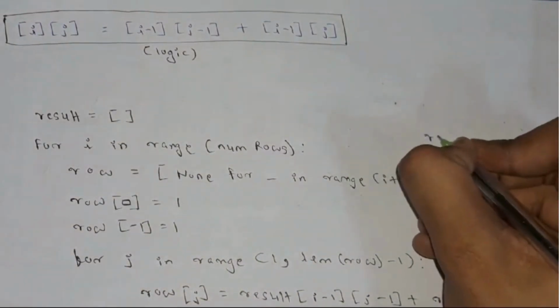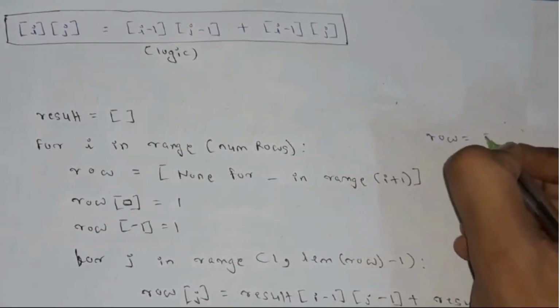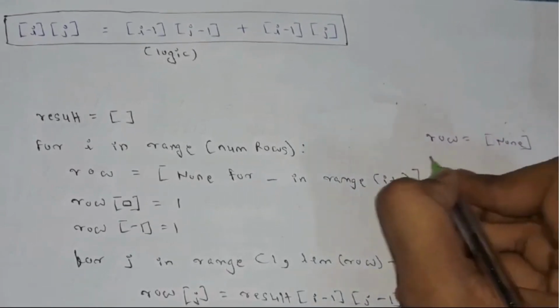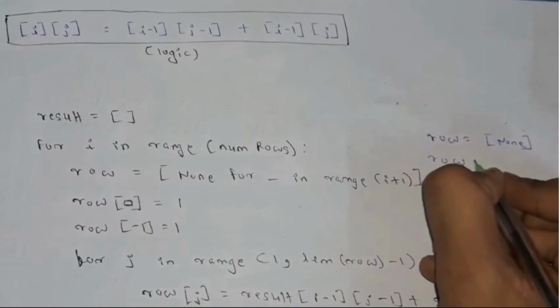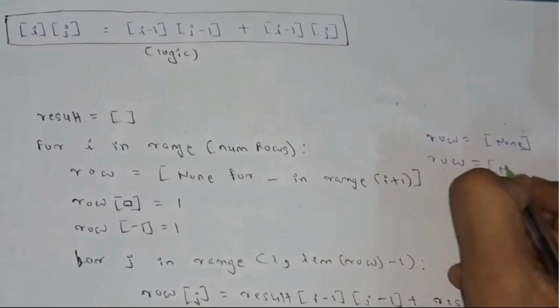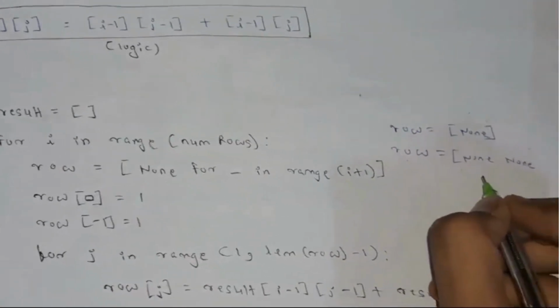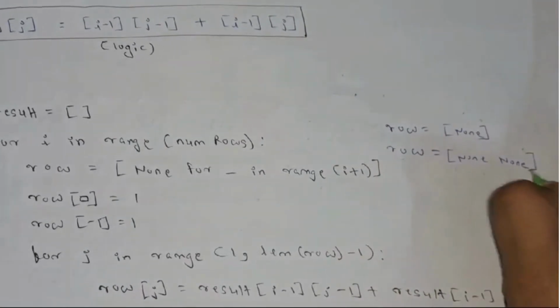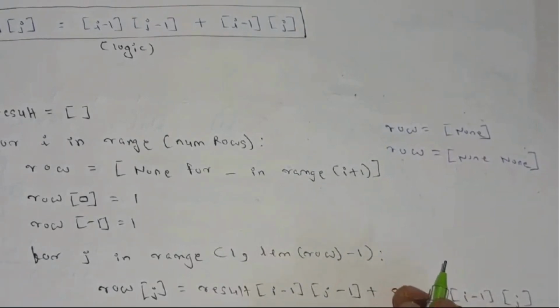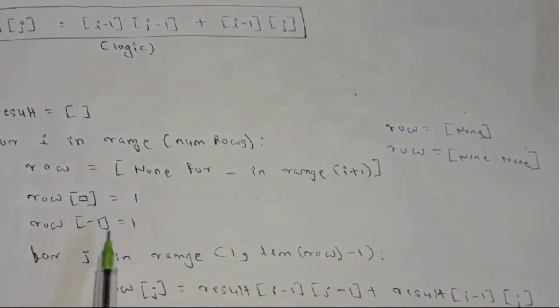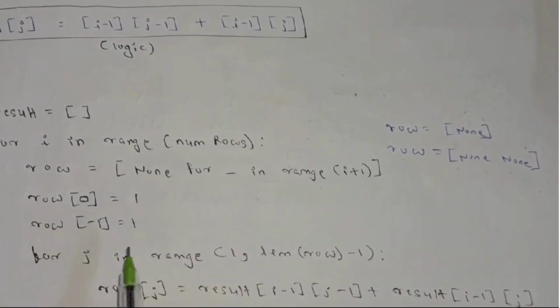That is, the row will become None for i equals 0. It will become 2 times None for i equals 1, and so on. Then we fix the first element and last element of the row as 1 from the properties of Pascal's triangle.